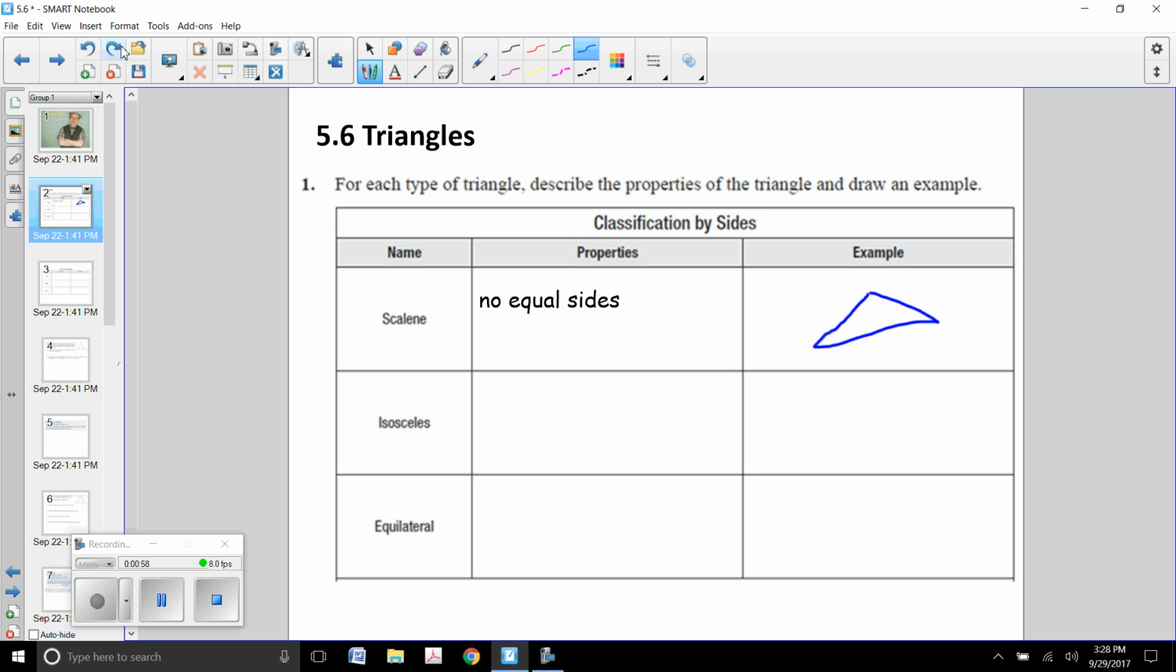Our second type of triangle is our isosceles triangle. The isosceles triangle has two equal sides. And so let's draw one that has the left and the right hand side equal to each other.